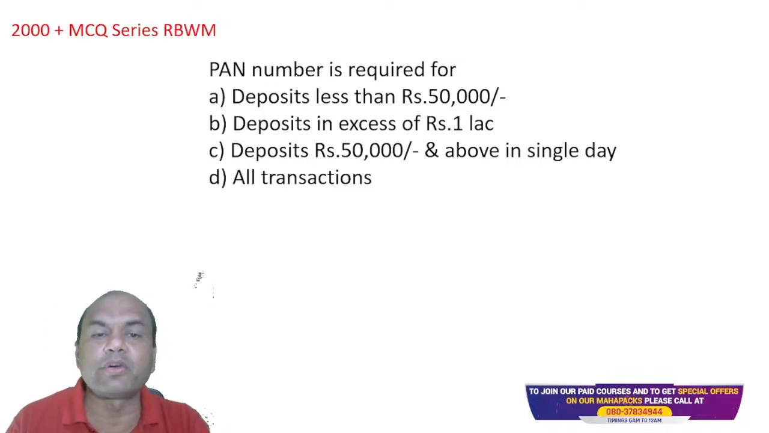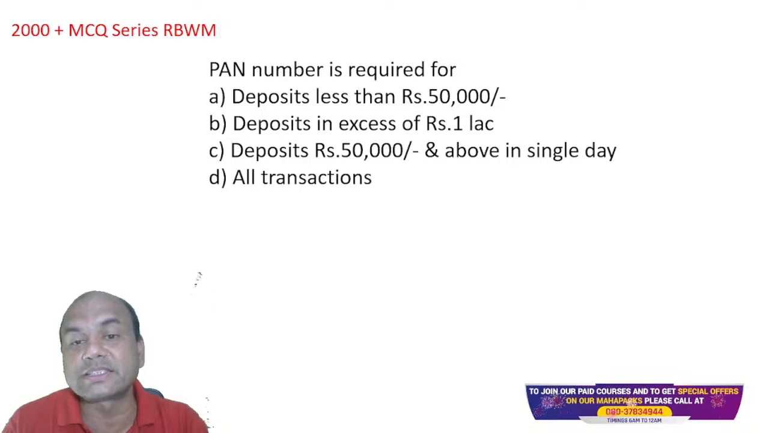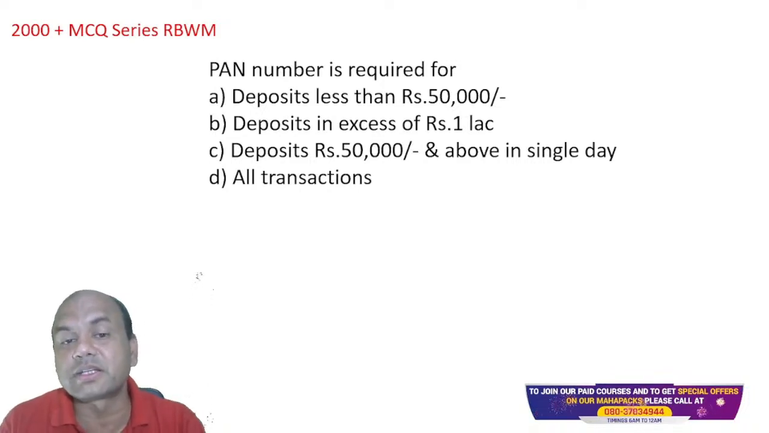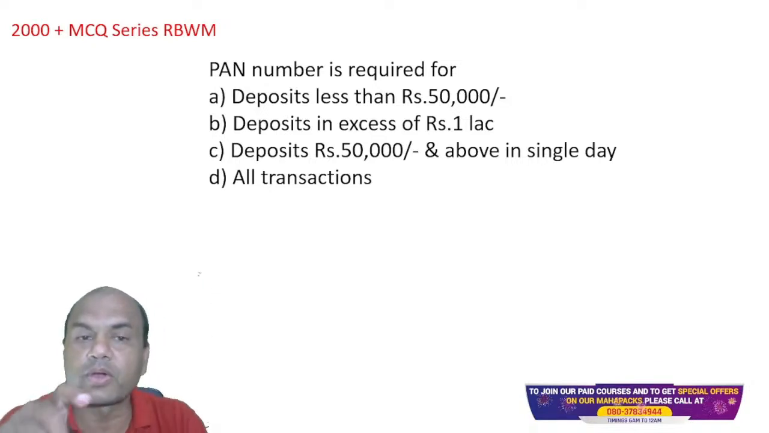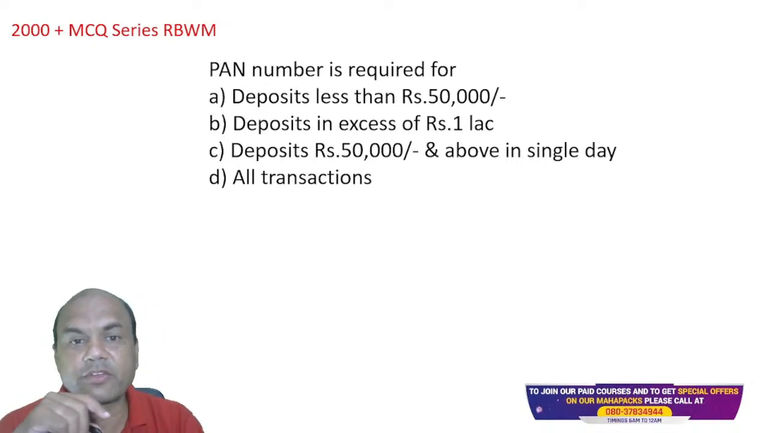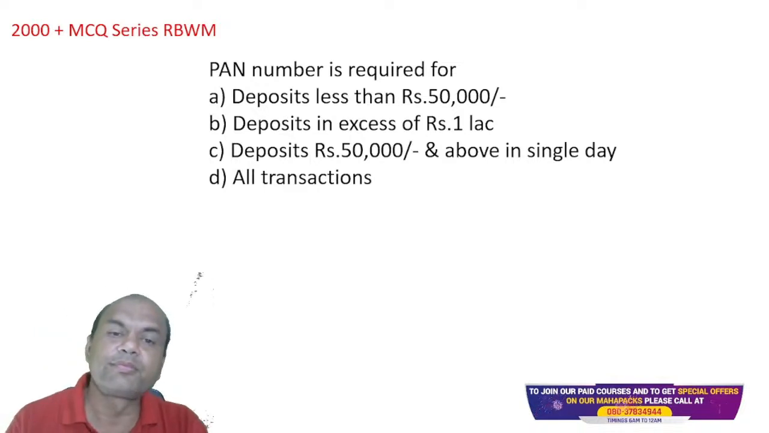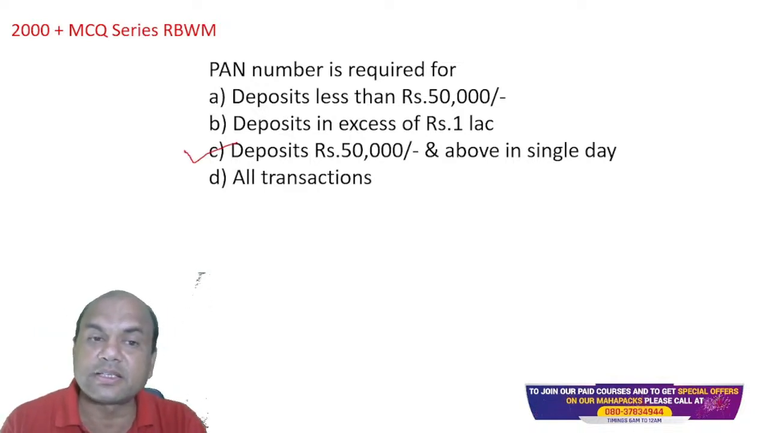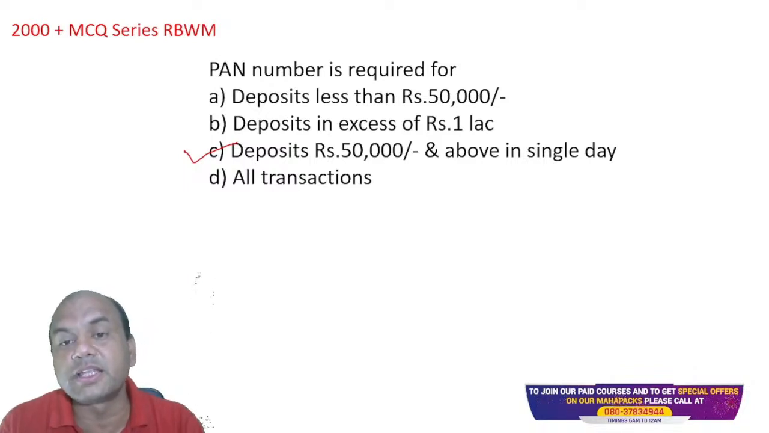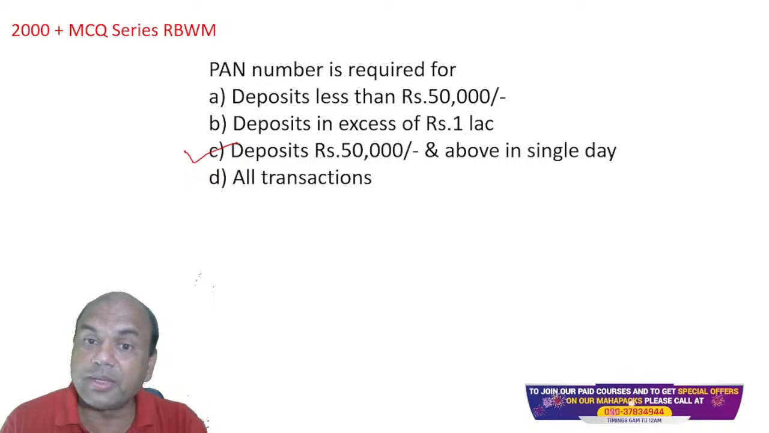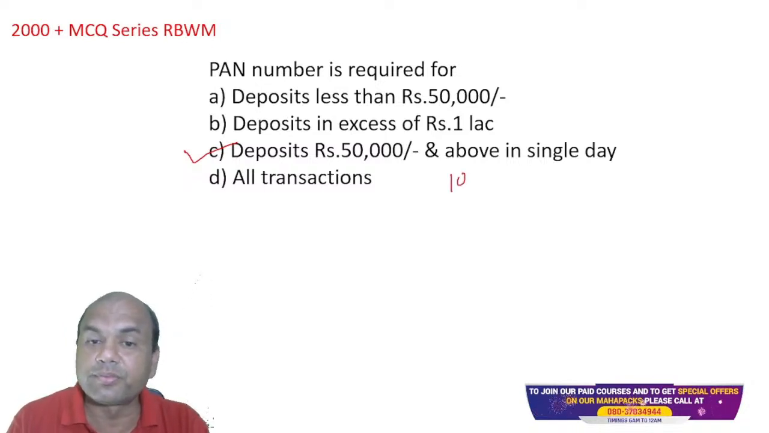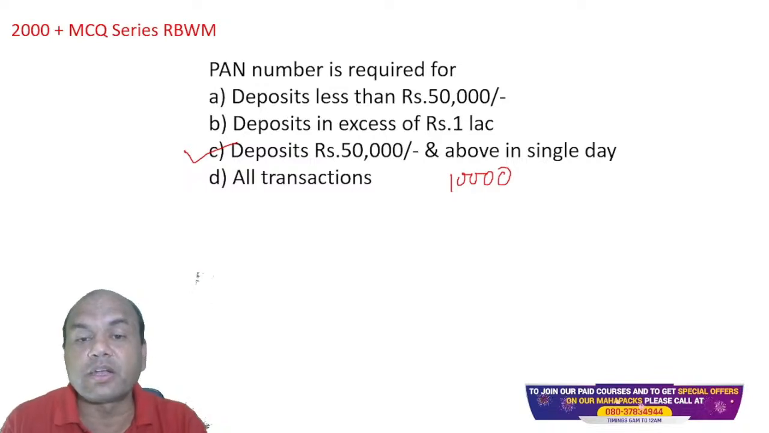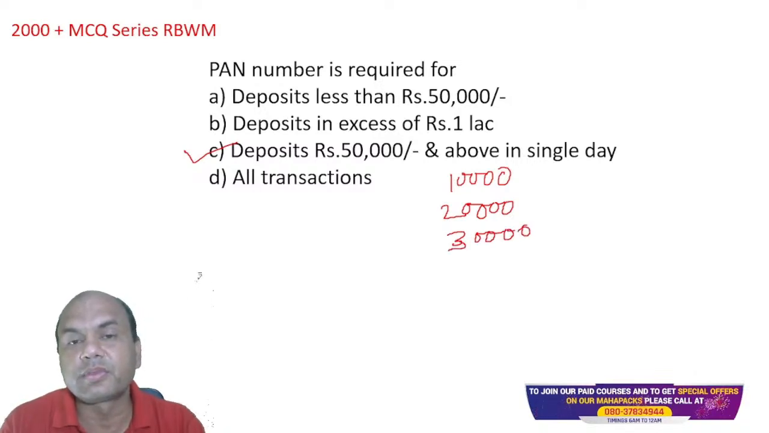PAN number is required for what? Deposits less than 50,000, deposit in excess of 1 lakh, deposit of 50,000 and above in a single day, all of the transactions. What is the correct answer? See, this is the correct answer: any deposit above 50,000 in a single day. Remember this, single day means suppose I deposit 10,000 now, then I deposit again 20,000 after some time, then again 30,000 after some time. Then I'll be requiring the PAN. So in a single day. Got it?